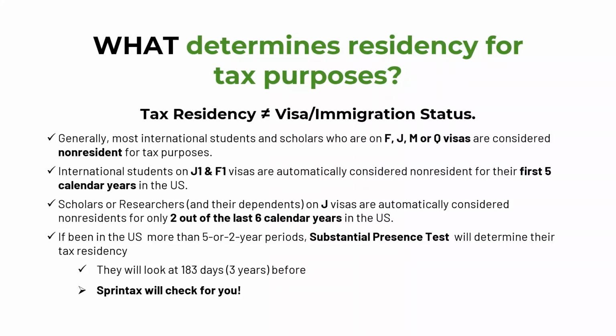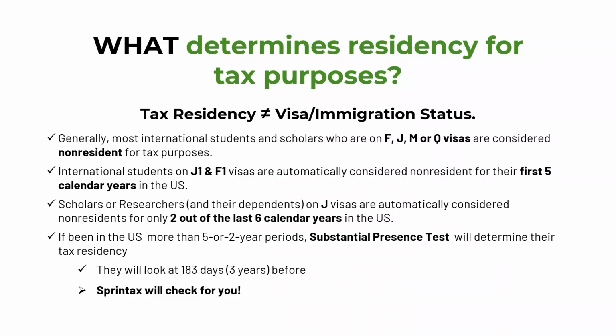For the scholars and researchers on J1 visas, the case is slightly different. Instead of 5 calendar years, they are considered non-residents for tax purposes the first 2 calendar years only. After spending 2 years in the U.S. with the J visa, the IRS will evaluate your substantial presence test to determine your tax status.